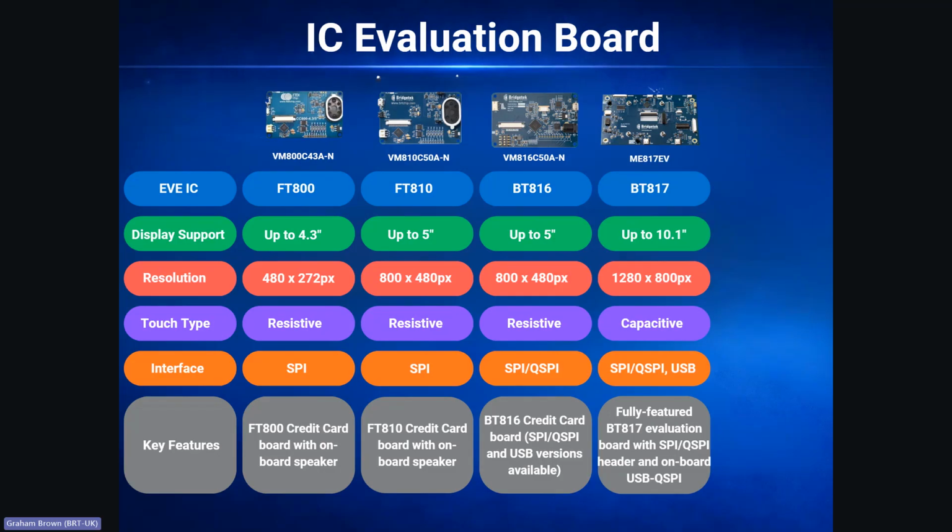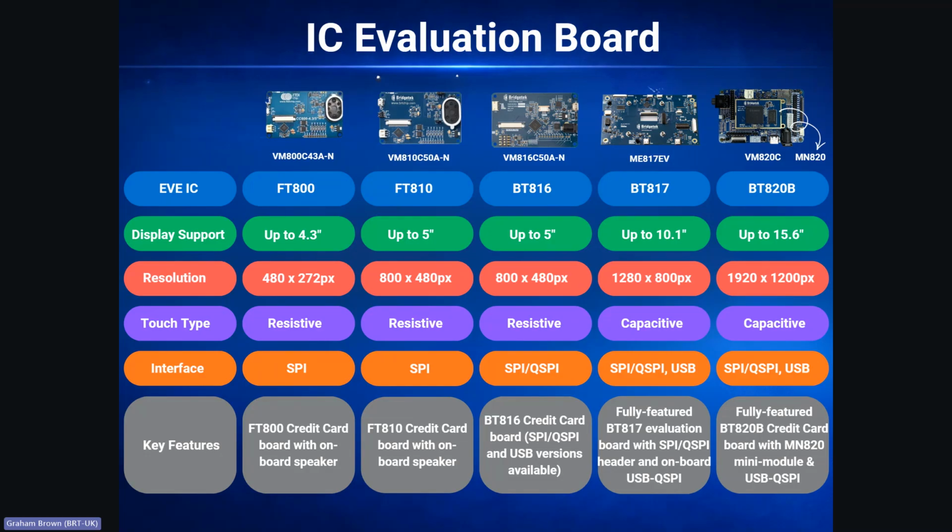The ME817EV module contains our BT817 with capacitive multi-touch support. It supports both RGB and LVDS displays due to the onboard RGB to LVDS interface at up to 1280 by 800 resolution. An SPI to QSPI header for your own MCU is available, and an onboard USB to QSPI interface makes it easy to connect to your computer for use with our Bridgetek development tools.